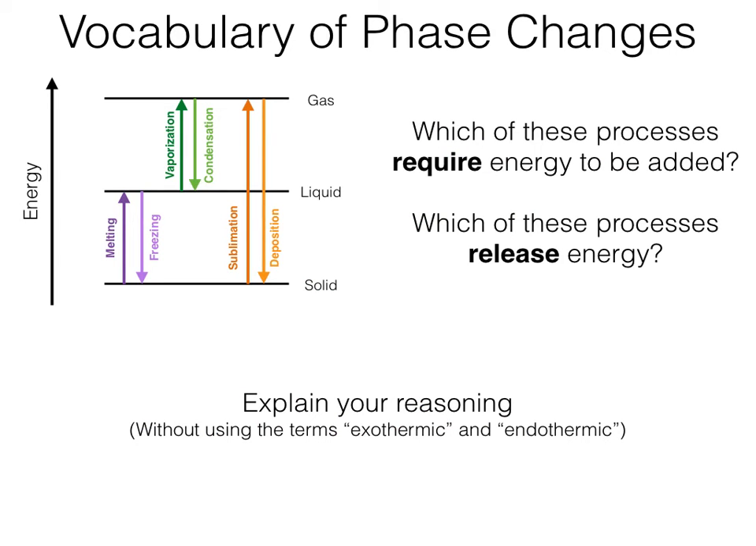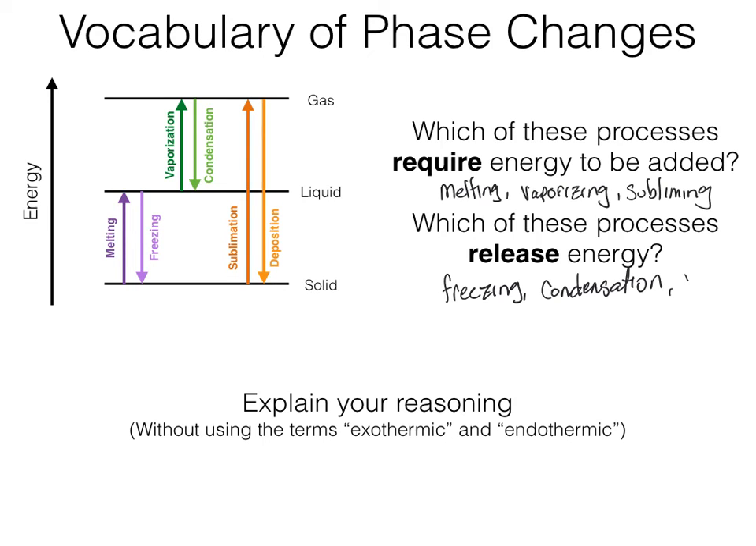Okay, so which of these processes require energy to be added? Well, those would be melting, vaporizing, and subliming. The processes that release energy are the opposite. So freezing, condensation, and deposition.